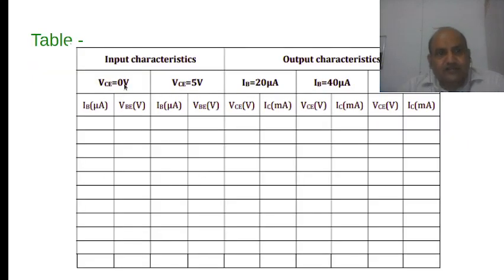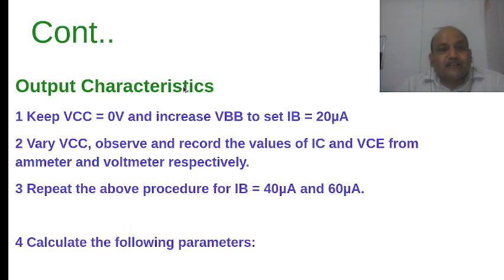VCE is equal to 0 volt, then you note IB, VBE. VCE is equal to 5 volt, then you note IB, VBE. If you want, you can go for further readings also, 5 volt, 10 volt, 20 volt, like that. It is your choice, but a minimum of 2 values is needed, 0 volt and 5 volt.